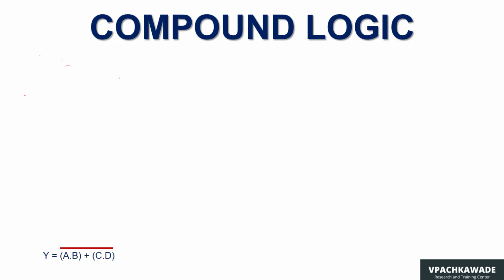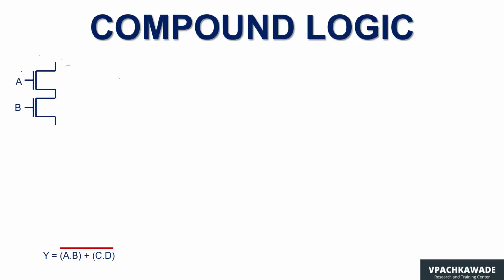So let us say you are given this expression, that is output Y is equal to A and B or C and D, and then you have to take the complement of it. So that is the Boolean expression you want to implement using CMOS switches. That means you have to use NMOS and PMOS transistors together to implement this compound logic. So let us see how we shall do it.